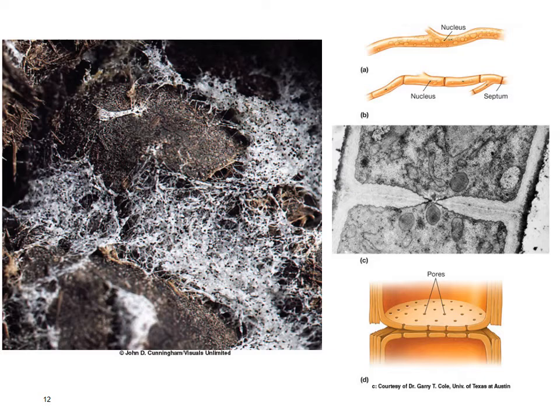In C, an electron micrograph at 40,000 times magnification of a section of Drechslera showing wall differentiation, that is the formation of a cross wall and a single pore. In D, we have a drawing of a cross wall, but this one has multiple pores.